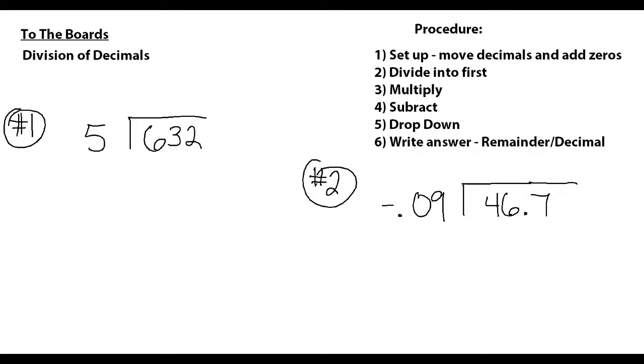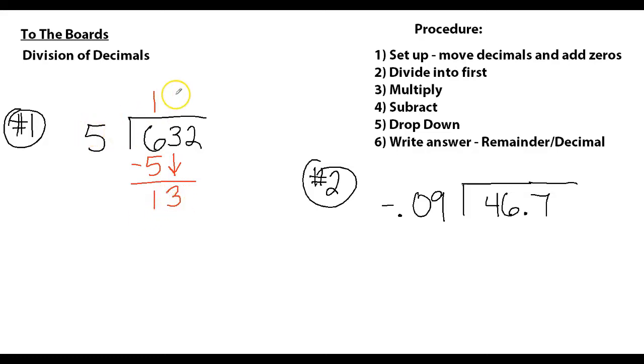Welcome back. Let's get this problem set up. I've got 632 divided by 5. I need to first set up this problem. Since there are no decimals, there's nothing that we need to do. So we can go ahead and just start dividing. I'm going to take 6 divided by 5. 6 divided by 5 is 1. So 1 times 5, that's the multiplication. And then we're going to subtract 6 and 5. That leaves me with 1. We now drop down the number 3 to get 13.